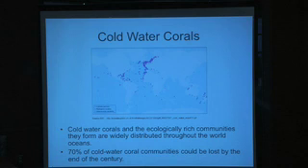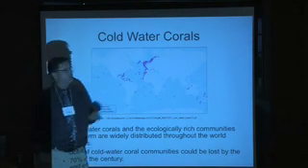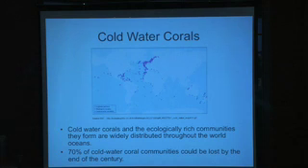We also have cold water corals, because not all corals contain the zooxanthellae. They don't all build reefs. We do have cold water corals. They do provide a lot of our economically rich communities. As you can see, a lot of our North Atlantic is cold water coral. And so they're widely distributed, but we could lose up to 70% of these communities also due to the acidification process.